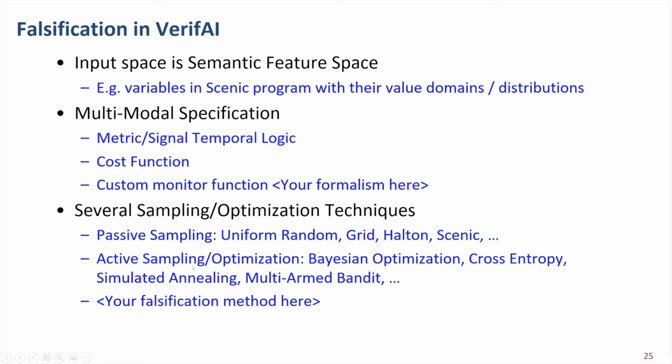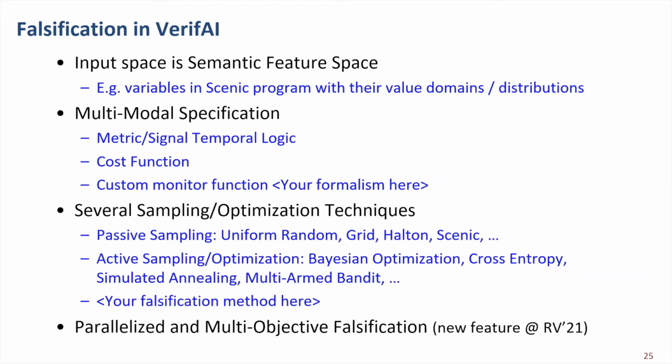So in the area of active sampling or optimization based falsification, we have again a range of techniques like Bayesian optimization, cross entropy, simulated annealing, and so on. We also have this newer multi-arm bandit approach that was presented at RV a few days ago. But really, I think it's designed in a way that you can plug in your own falsification method into the toolkit. Okay. Oh, and then this is the new feature that I talked about, which is not just multi-objective, but we also have parallelization to speed up the search.